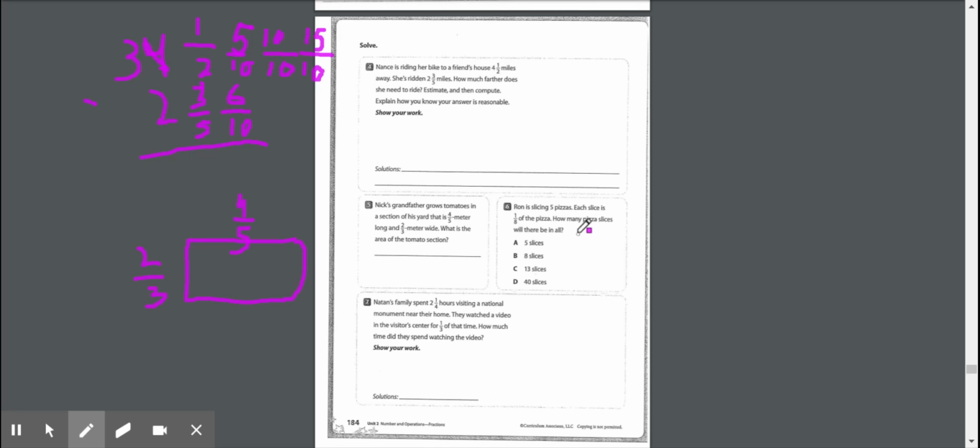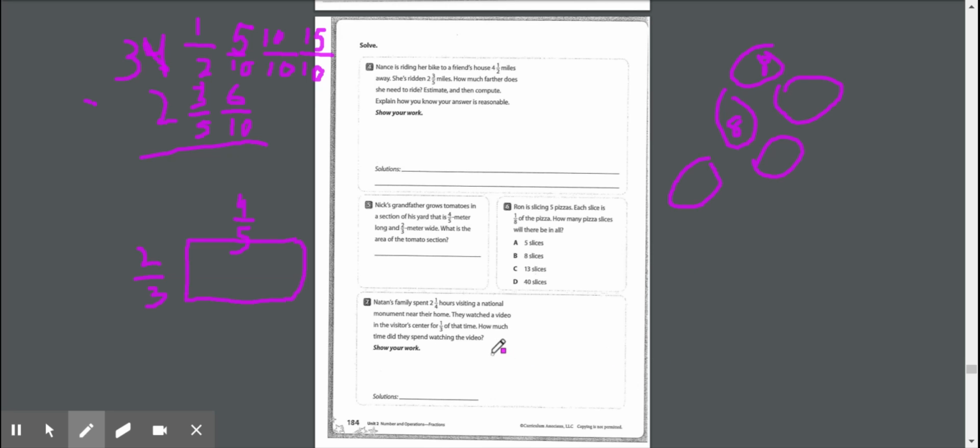For number 6, Ron is slicing 5 pizzas. Each slice is 1/8 of the pizza. How many pizza slices will there be in all? So I am doing 5 pizzas, 3, 4, 5, and each pizza has 8 slices in it. 8, 8, 8, 8, and 8. How much will there be in all?